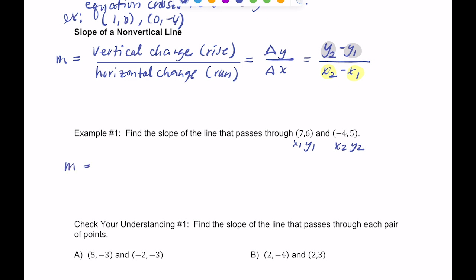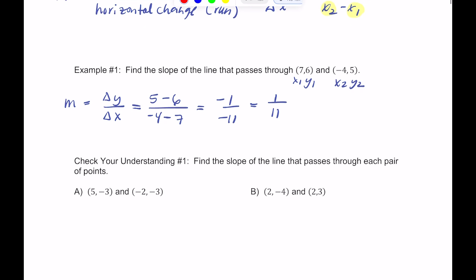So to find the slope, it's change in y over change in x. So to find the change in y, I'm going to subtract y2 minus y1, and then I'm going to divide that by x2 minus x1. And here you get negative 1 over negative 11, which of course we would not leave like that. We would simplify to 1/11. So what that tells me is that if we were to graph those points, in order to go from 7, 6 to negative 4, 5, we could go up 1 and right 11, or you could even go down 1 and left 11.